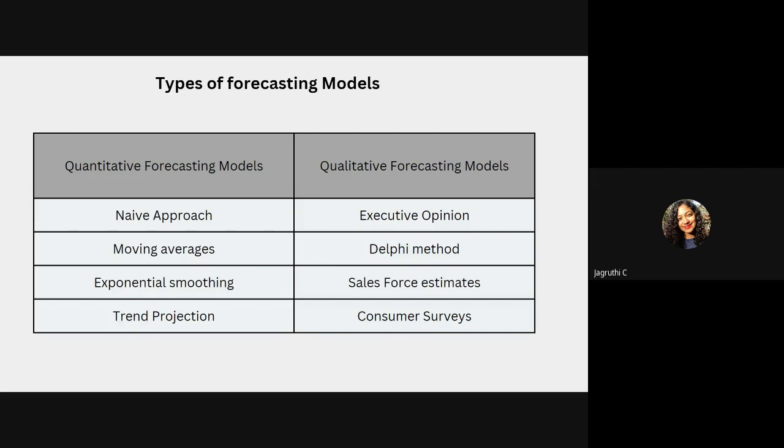Now, coming to qualitative forecasting models. On a very high level, the approaches you have here are executive opinion, the Delphi method, sales force estimates, and consumer surveys. Executive opinion, the Delphi method, and sales force estimates are more or less one and the same. You either have your leadership making a decision, or you have trusted advisors making a decision, or you look at your individual sales associates forecasting their numbers and take them as a reference as well. So it's either direct or indirect methods here.